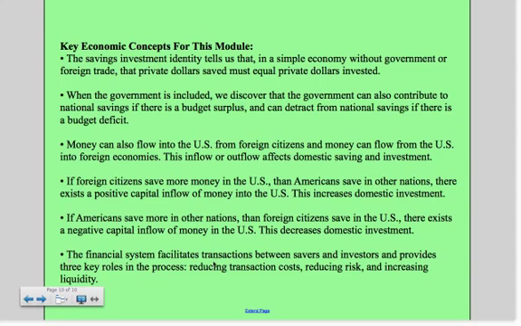The last thing here, the financial system, it facilitates transactions. So again, the financial system is put together to make these transactions happen so that we can reduce costs, we can reduce risk, and we can increase liquidity in the market to help make the economy function.